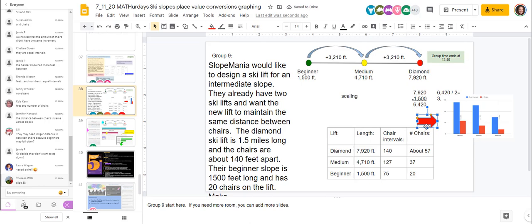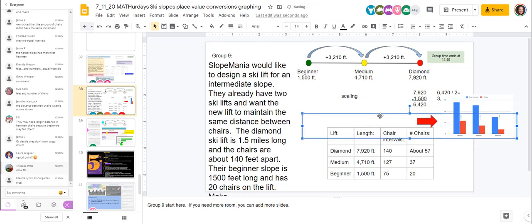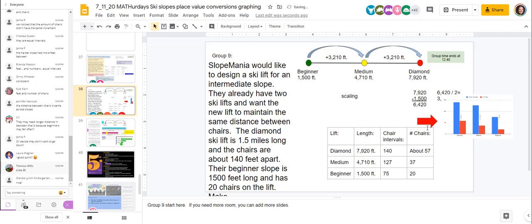Awesome. And we can actually see these numbers on the graph here as we look for what's the in between.